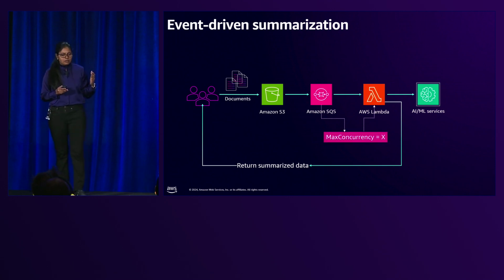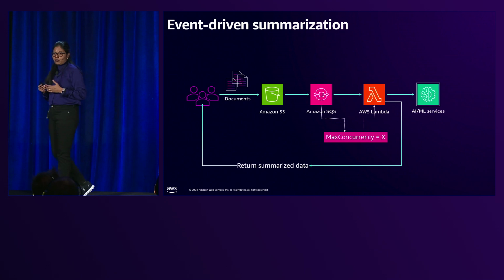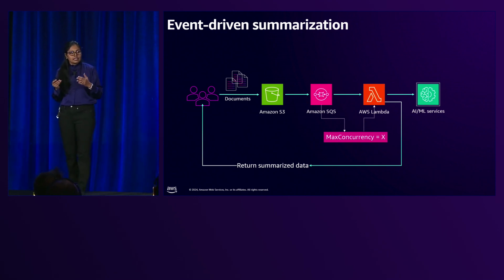Dheeraj earlier talked about this pattern, the asynchronous pattern. So when you process messages in Lambda from SQS, there is this setting called max concurrency. When you set the max concurrency, Lambda makes sure it only spins up that set number of execution environments to process messages from SQS. In that way, you're processing messages reliably, in this case summarizing documents reliably, even though the services that it is connecting to are scaling at different limits.